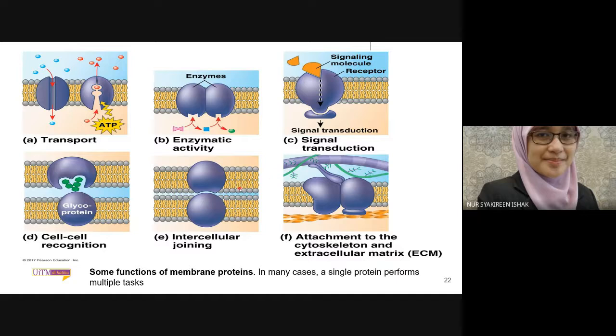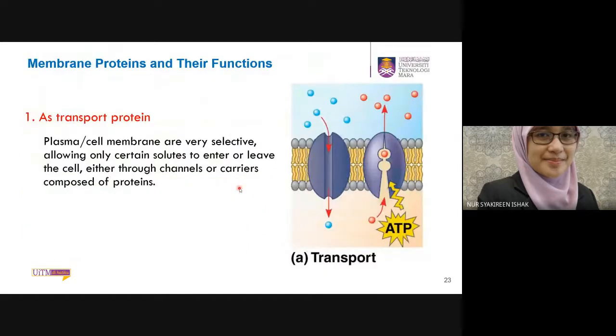So basically the next slide is just to explain the whole protein. What I have explained is the same. As transport protein, it involves carrier protein. The plasma membrane or cell membrane is very, very selective, allowing only certain solutes to enter or leave the cell, either through channels or carriers composed of proteins. So you have to know the types: channel protein and also carrier proteins.